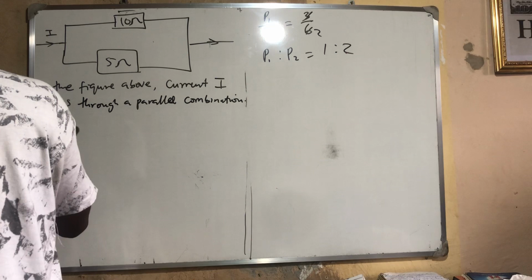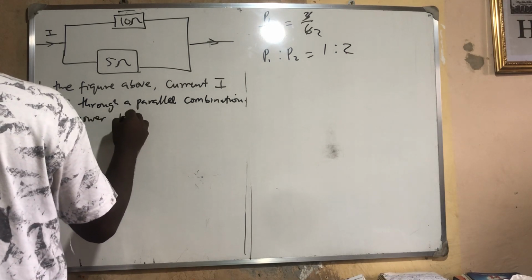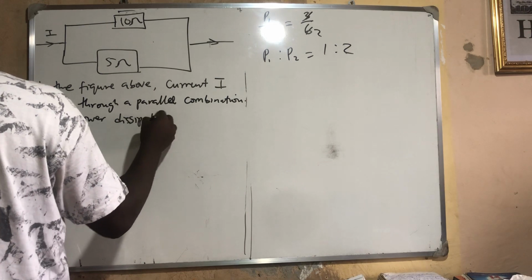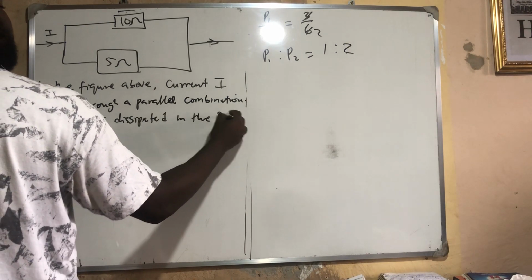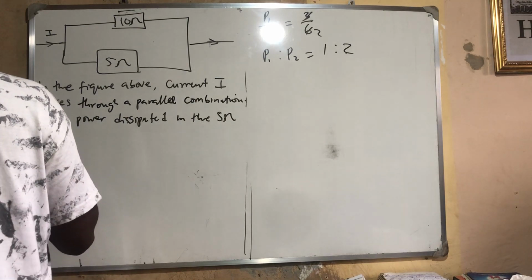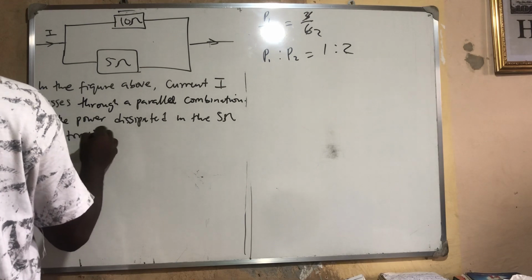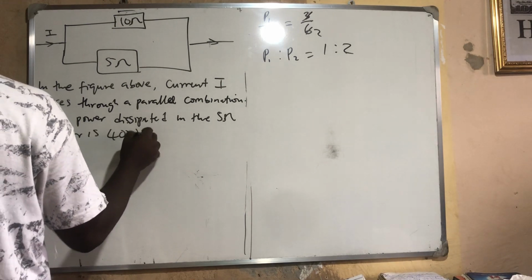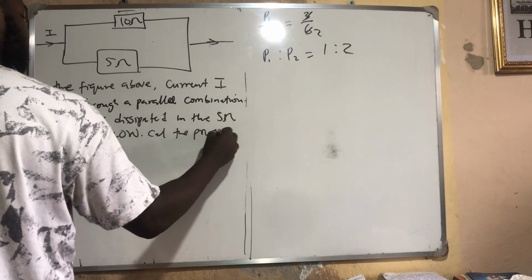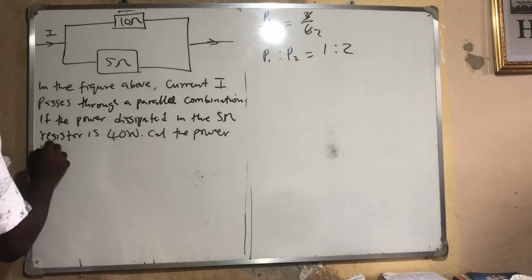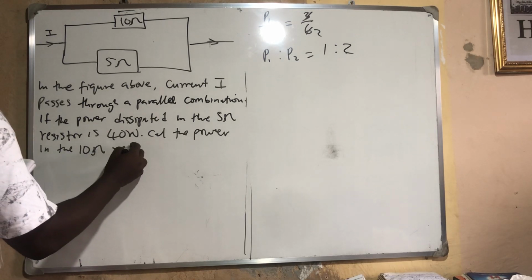Then I say if the power dissipated in the 5 ohm resistor is 40 watts, calculate the power in the 10 ohm resistor.